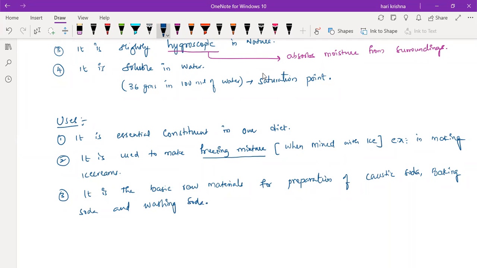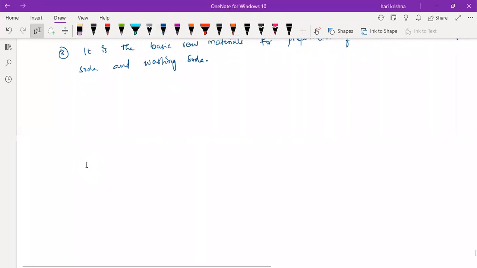NaOH. Sodium hydroxide is called caustic soda. So NaCl is a basic raw material for the preparation of caustic soda, baking soda, and washing soda. Washing soda formula: Na2CO3. Any doubts in sodium chloride? The next important salt is caustic soda.